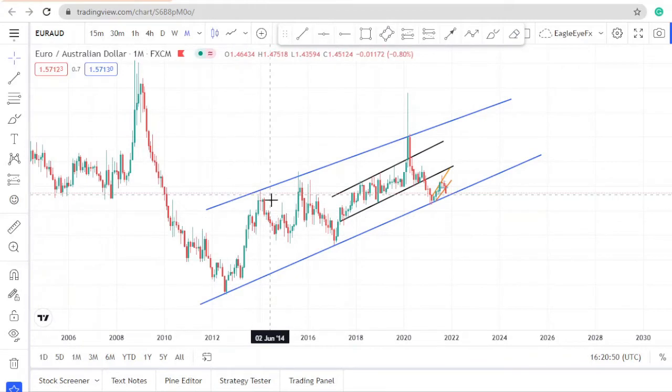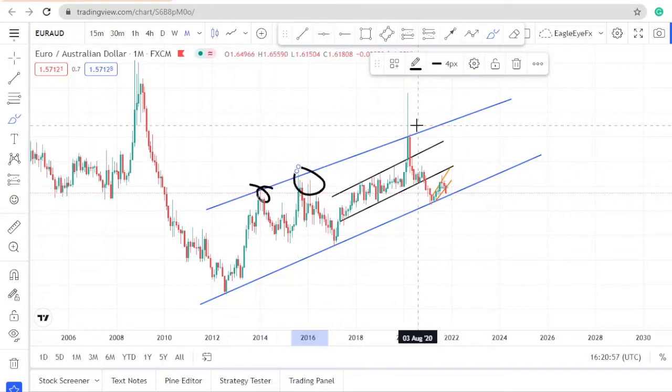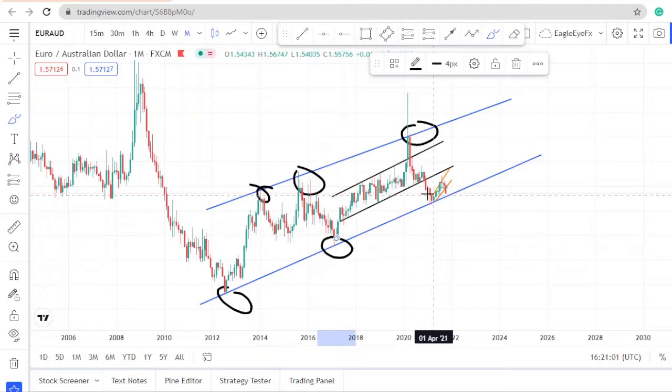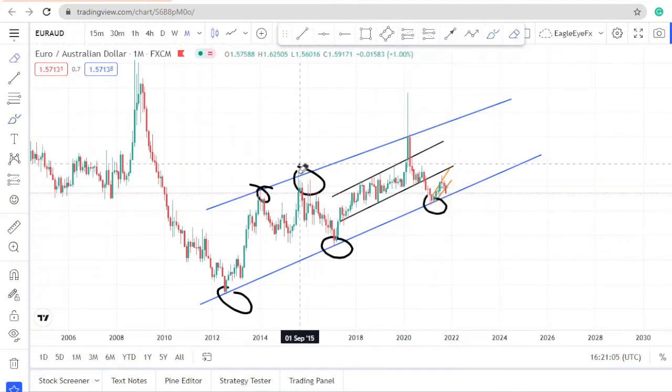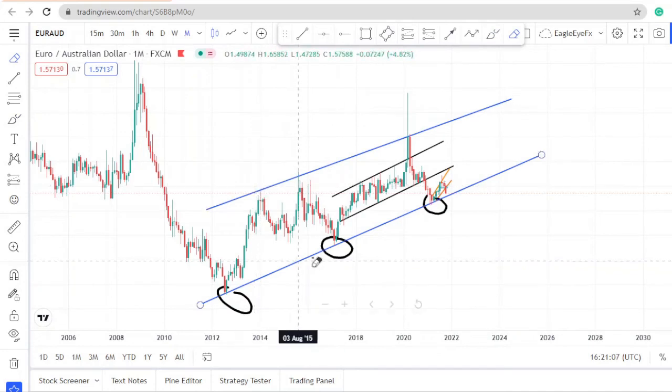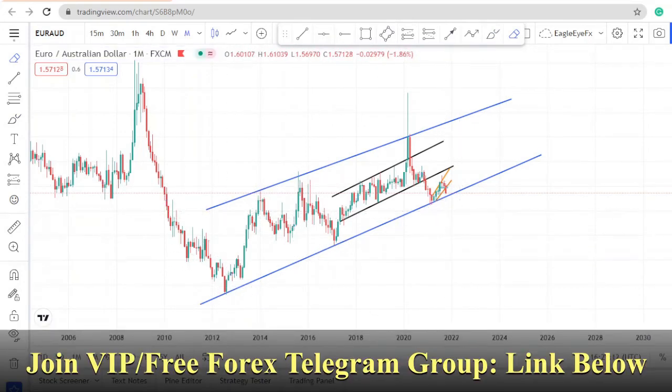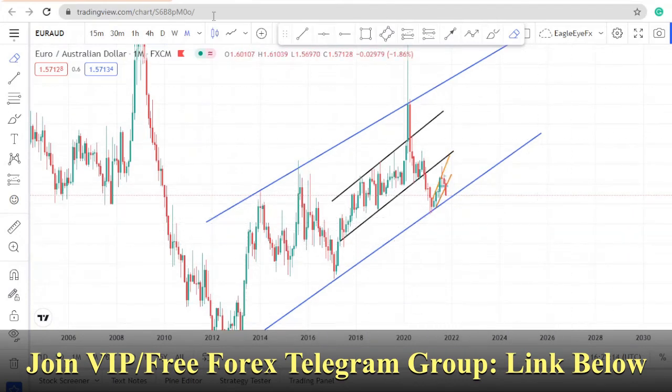So I came here and I drew my trend line like this, because I saw a touch here, a touch here and a touch here. Then down here I saw a touch here, a touch here and another touch over there. That's the reason why I drew my trend lines like that. And you can see that it's really been respecting.